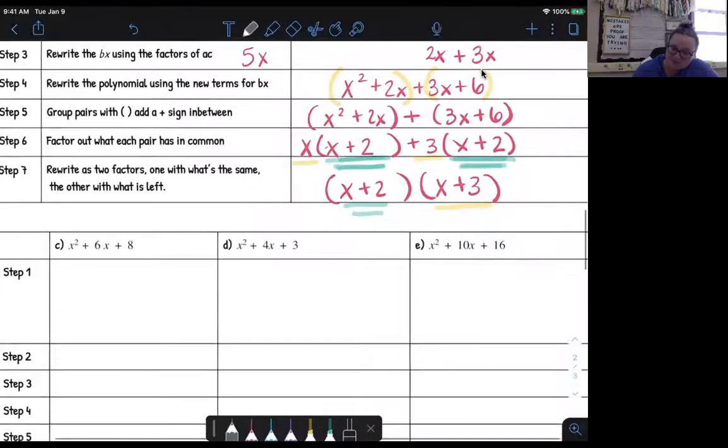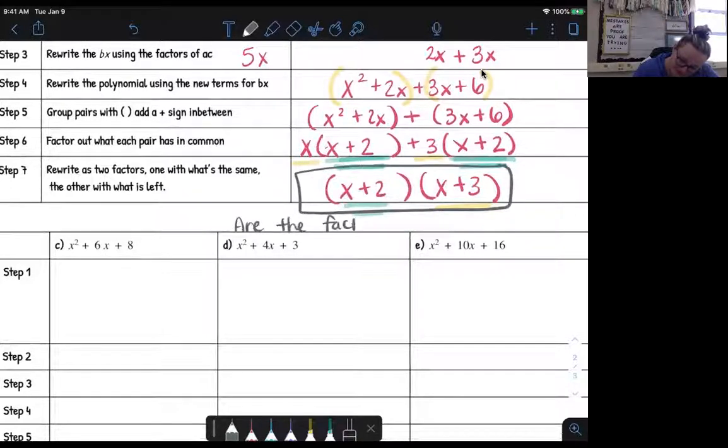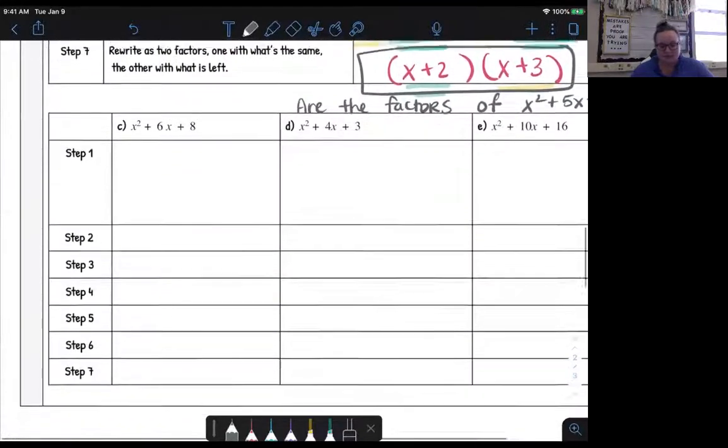So x plus 2 times x plus 3 are the factors of x squared plus 5x plus 6. All right. Let's do another one together.